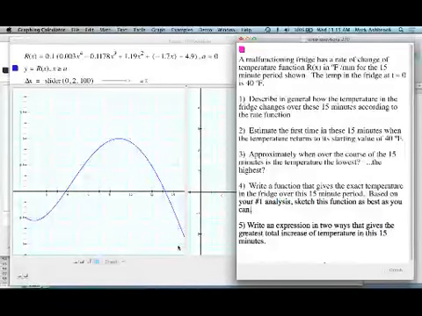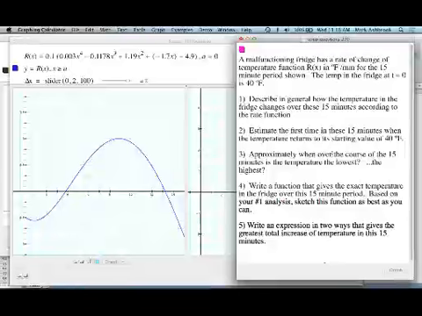So in these 15 minutes, the temperature drops, and then for most of the time it rises, and then it drops, because the rate is negative, and then the rate is positive, and then the rate is negative. Okay, cool. Estimate the first time in these 15 minutes when the temperature returns to its starting value. Kevin?